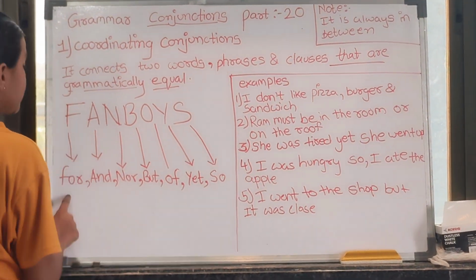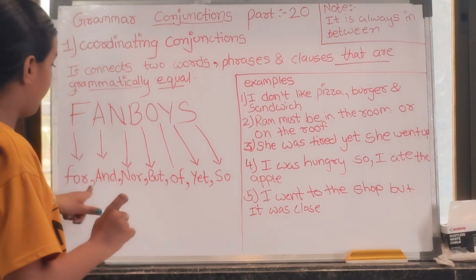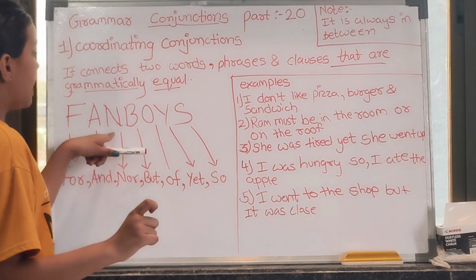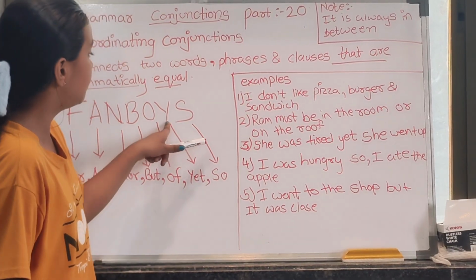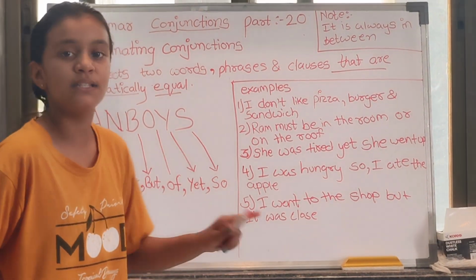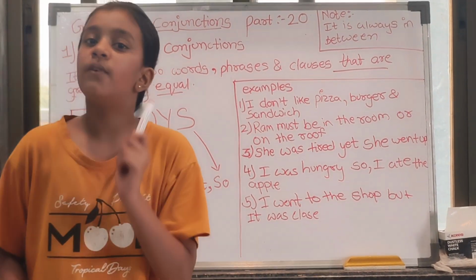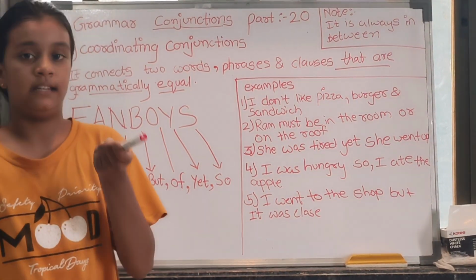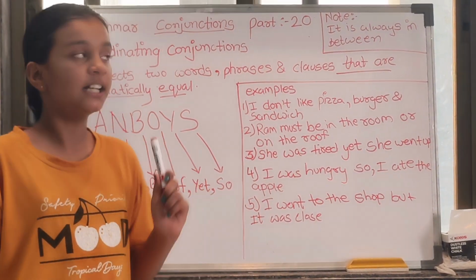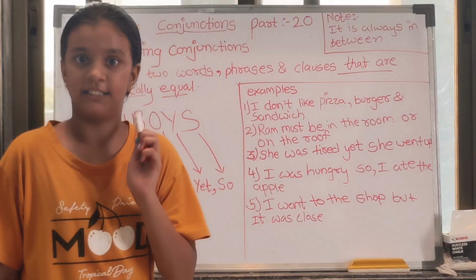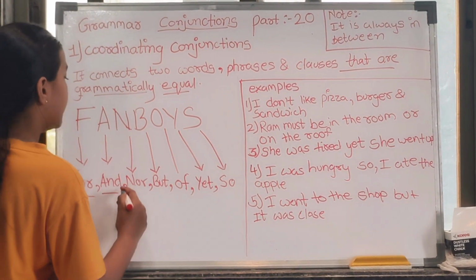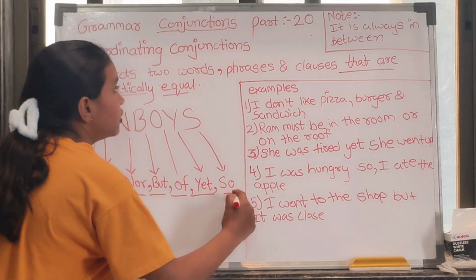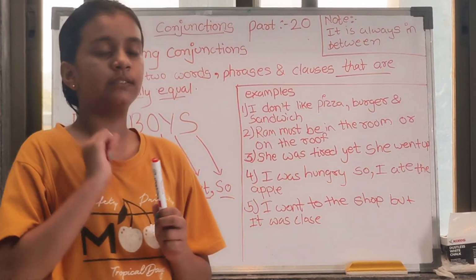Here, F means for, the conjunction for, A means and, N means nor, B means but, O means or, Y means yet, S means so. Understood? Clear? So with this, you can easily learn the coordinating conjunctions. So these are for, and, nor, but, or, yet, so. Understood? Now there is one note.